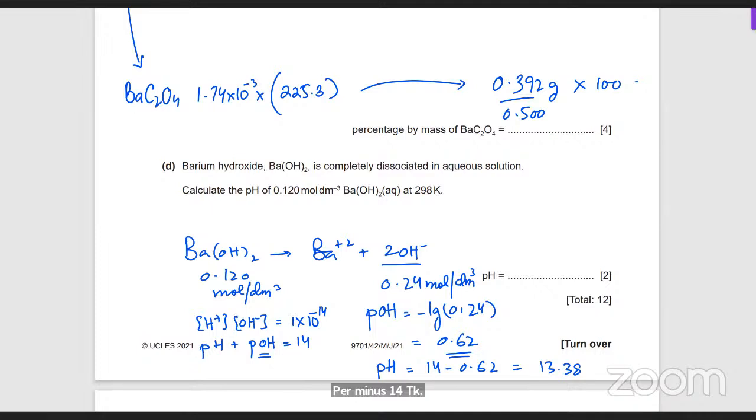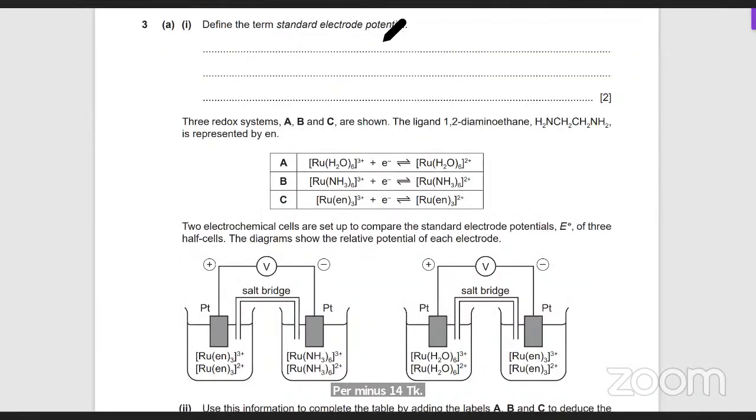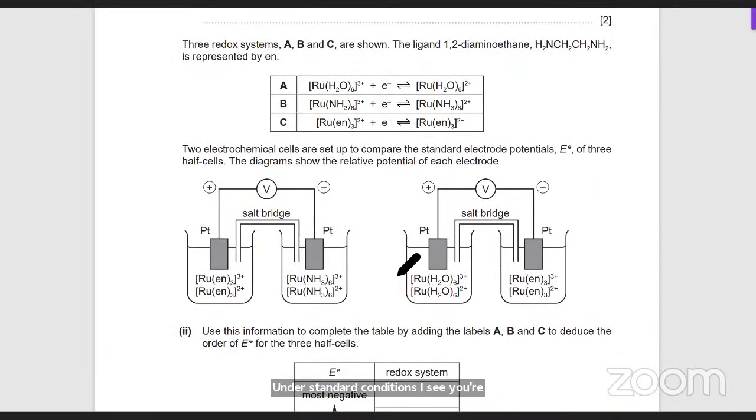अच्छा, फिर next part is standard electrode potential. It's the potential difference calculated between a standard electrode and a standard hydrogen electrode measured under standard conditions. अच्छा, you're given कुछ cells दिए हैं, ठीक है? It's given you some cells. 2 electrochemical cells are set up to compare the standard electrode potential E0 of 3 half cells. The diagrams show the results.